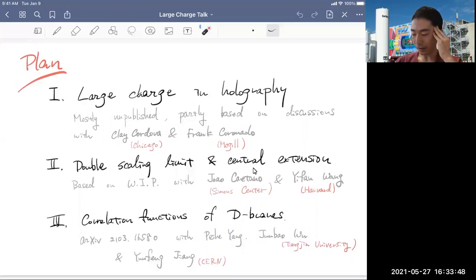In the second part, I'm going to say something about the double scaling limit and the central extension of the symmetry, which is based on work in progress with Joel Caetano at the Simons Center and Ethan Wan at Harvard. The last part is about correlation functions of D-branes, which is based on the paper that we put out this March with Peihe Yan and Junbao Wu, both in China from Tianjin University, and Yunfan Zhang, who is at CERN.